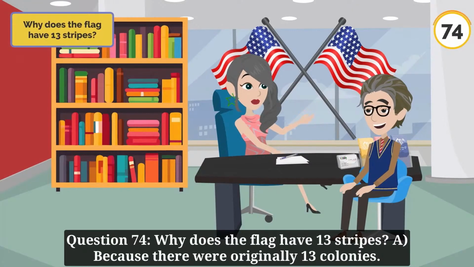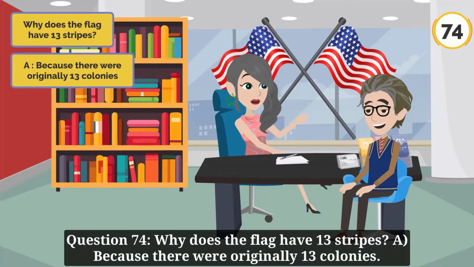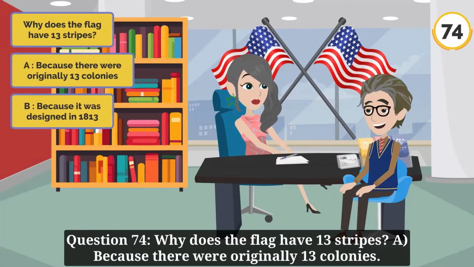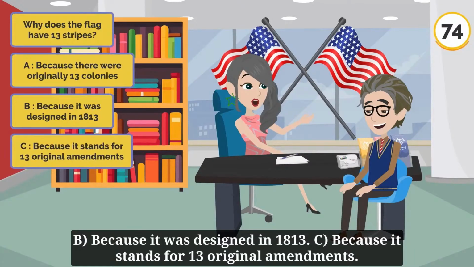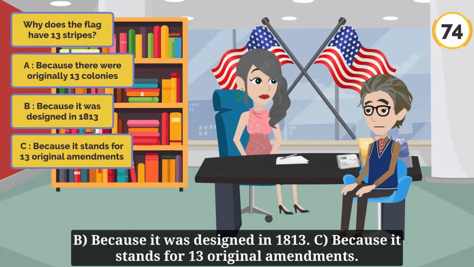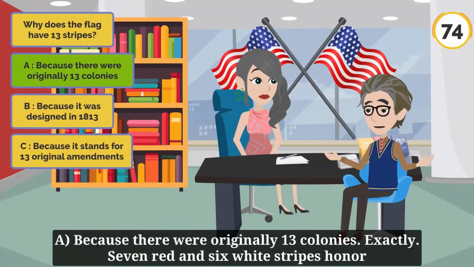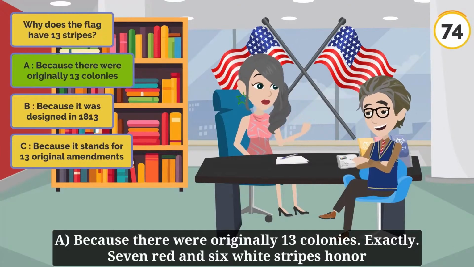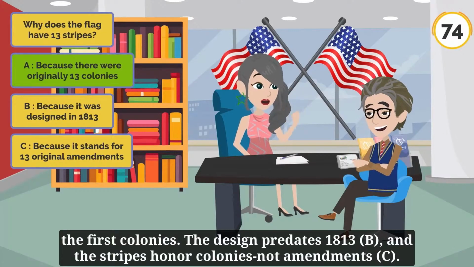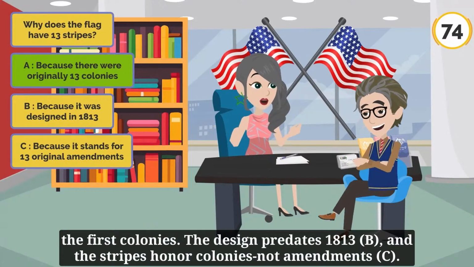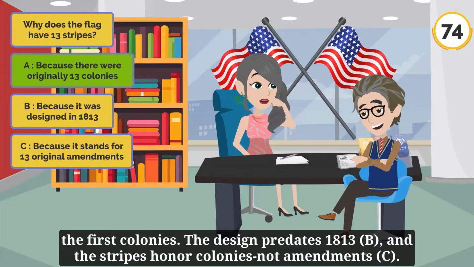Question 74. Why does the flag have 13 stripes? A, because there were originally 13 colonies. B, because it was designed in 1813. C, because it stands for 13 original amendments. I'll go with A, because there were originally 13 colonies. Exactly. 7 red and 6 white stripes honor the first colonies. The design predates 1813, B, and the stripes honor colonies, not amendments, C.